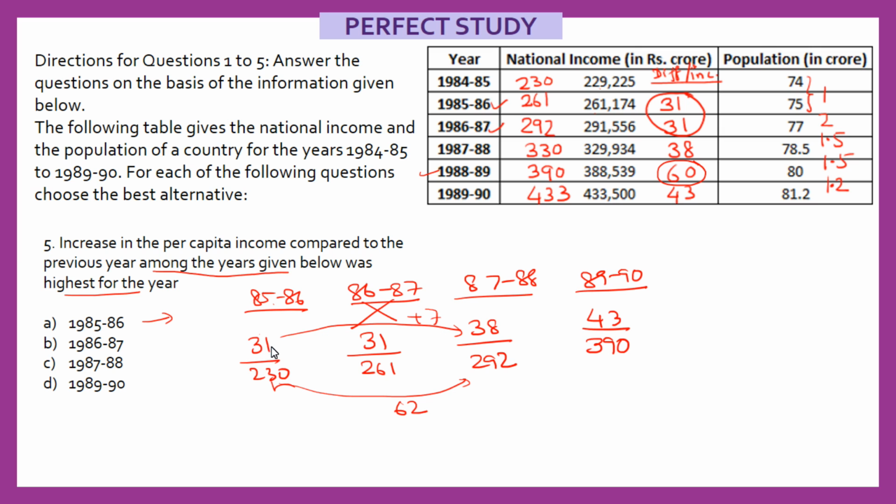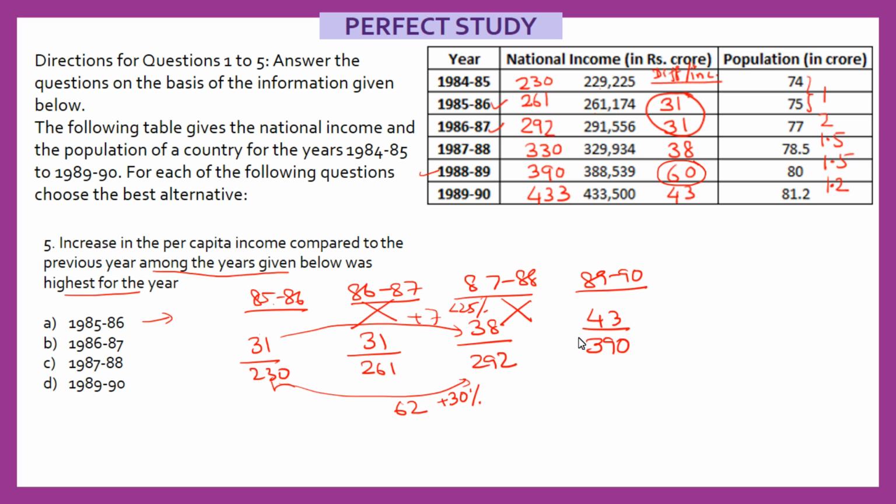7 out of 31. 7 fours are 28. That means this increase is less than 25%. If it was 28, we could have taken 25%. It is more than 28, so it is less than 25%. What about the denominator? 62. And what is 23 into 3? 69. So this is almost a 30% increase in the denominator. We know that if the numerator increase percentage is less than the denominator increase percent, then the fraction will be lower. So this is also out.